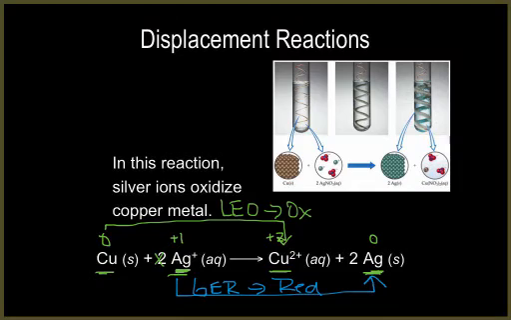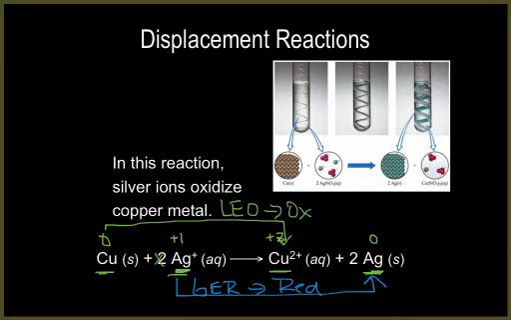Copper went from a 0 to a +2, so it lost electrons. It now has more positive charges than negative, so it was oxidized. Silver went from a +1 to a 0. It gained electrons, and again, electrons are the only thing that can be transferred here. It gained electrons to balance that charge out, and it went to a charge of 0 and became a solid.